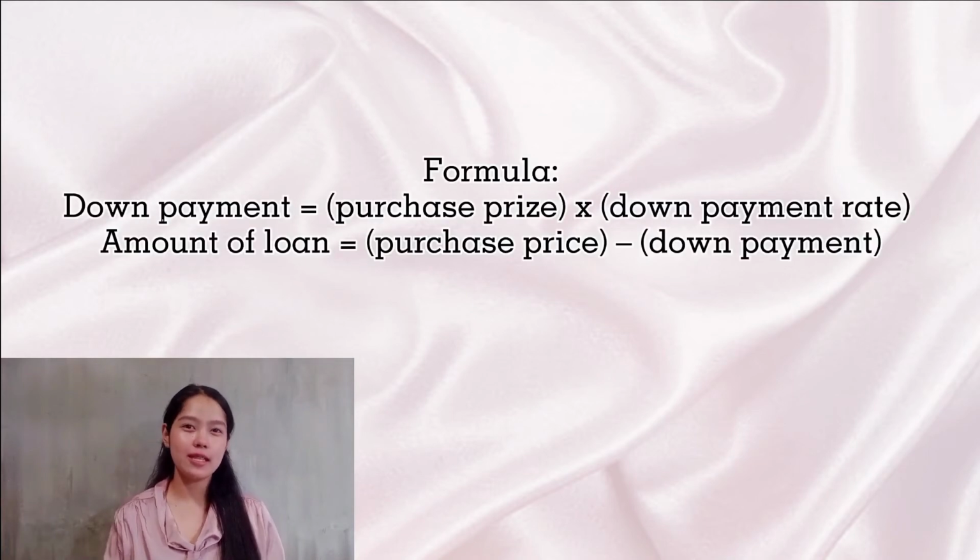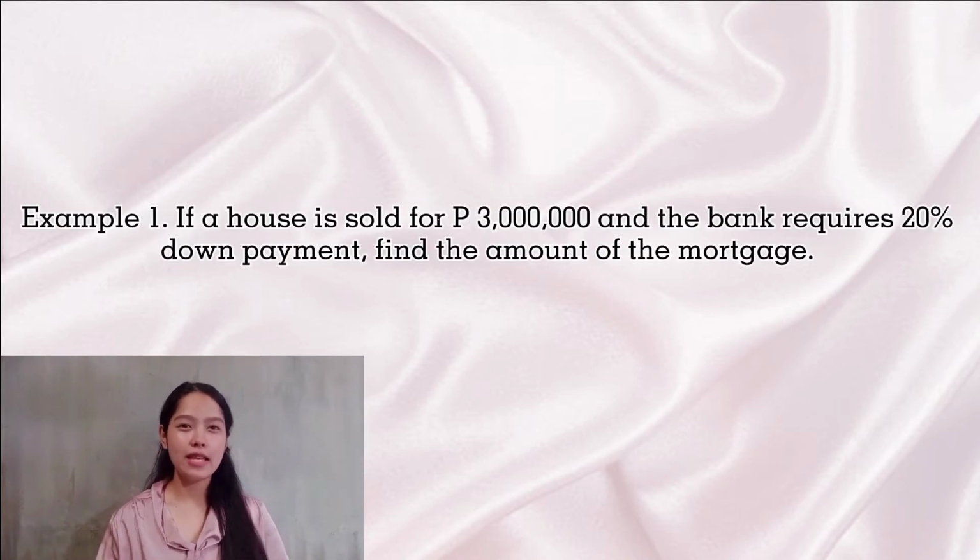To solve problems involving mortgage, here's the formula. Down payment is equal to purchase price times down payment rate. Then, amount of loan is equal to purchase price minus down payment. For example, if a house is sold for 3 million and the bank requires 20% down payment, find the amount of the mortgage.